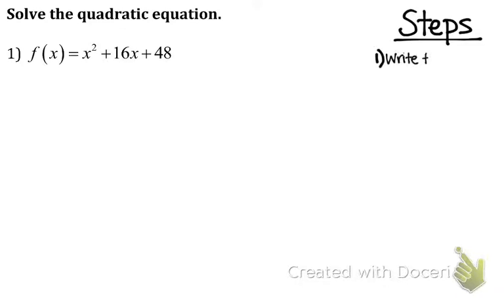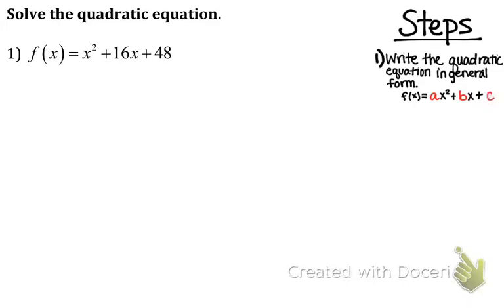The first thing is to write the quadratic equation in general form. And just a reminder that general form is f of x is equal to ax squared plus bx plus c. So right now our quadratic is in general form. Just a reminder that a is the coefficient in front of the x squared term, so a is equal to 1. B is the coefficient in front of the x term, so b is 16, and c is the constant, so c is 48.